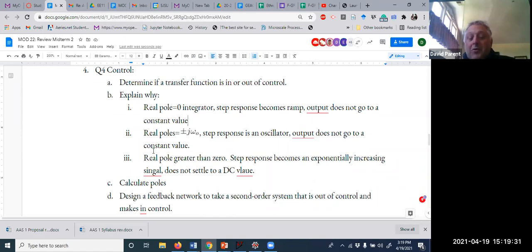You could have a real pole, or more than one real pole, greater than 0. The step response becomes an exponentially increasing signal and does not settle. You can also have complex poles where the real part is greater than 0. It doesn't really matter if it's oscillating to infinity, it just exponentially increases. So that means you need to be able to calculate poles.